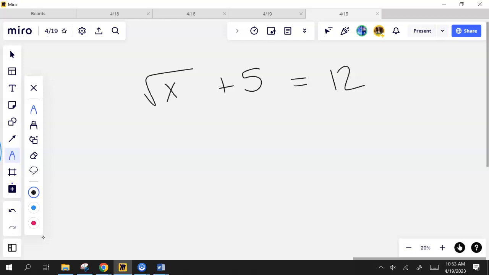All right, square root of x plus 5 equals 12. If I want to solve that for x, tell me what I do first. Move the 5. Move the 5 because I need to isolate the radical part. If I move the 5, I get square root of x equals 7. Now I eliminate the radical. So square both sides. What is 7 squared? 49.